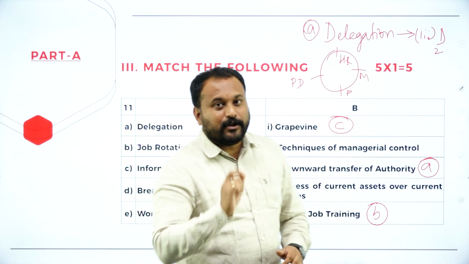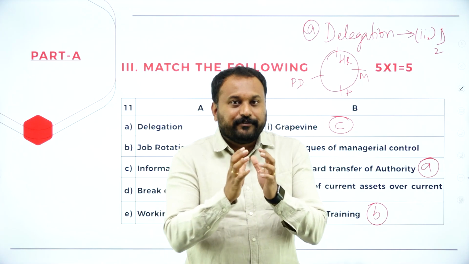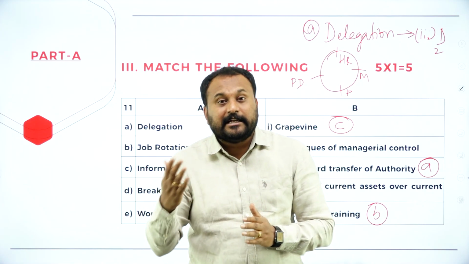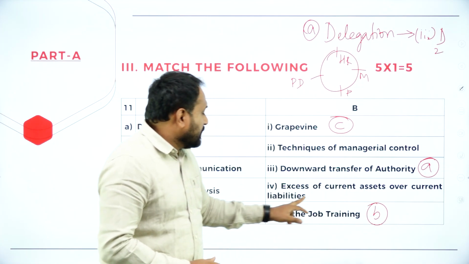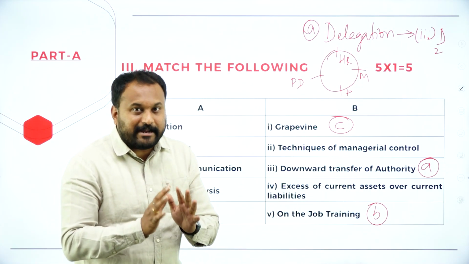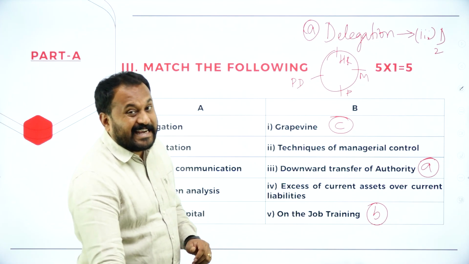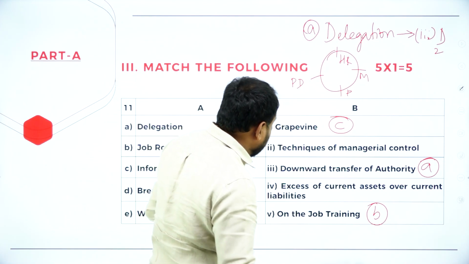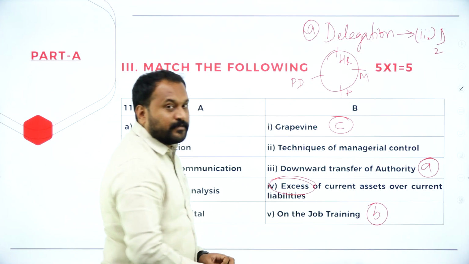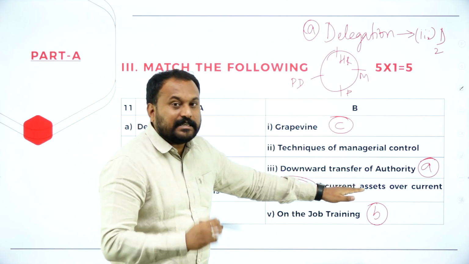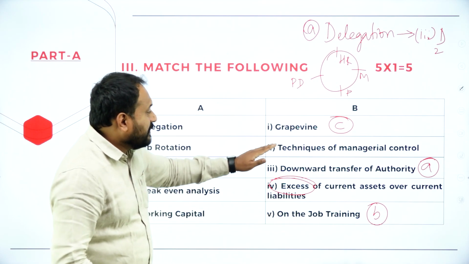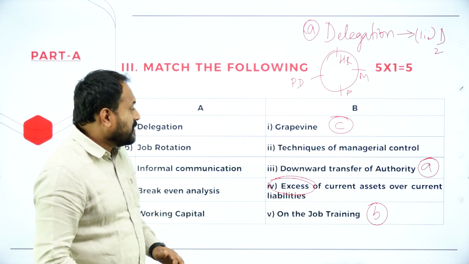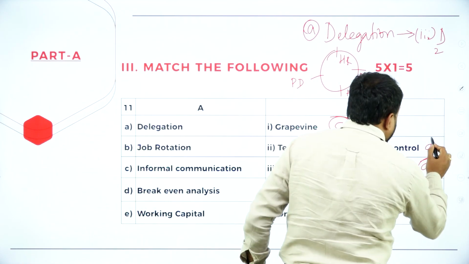Only here you will go for a toss if you do not understand this properly. Neither loss nor profit. If you pick assets, current liability, it is wrong. Why? Because here the word says excess. What is the word? Excess. Excess means something more, no? So more assets than liability. Now that is not break even. So what is a break even? Break even is a technique of managerial control. So you will write here D.